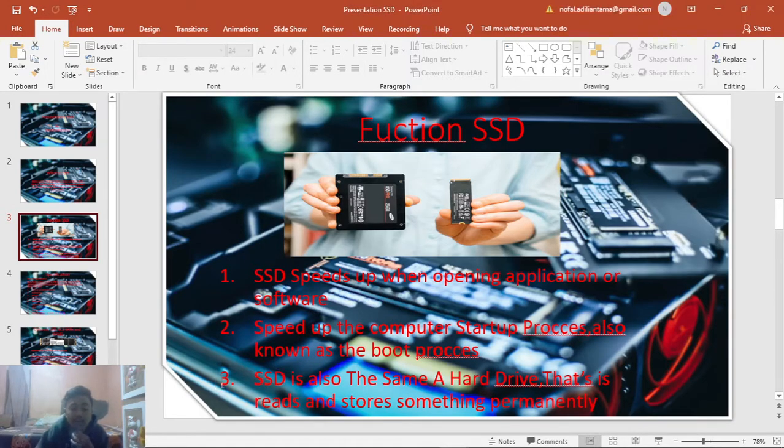Function number 3, SSD is also the same as a hard drive, which reads and stores something permanently. So SSD is the same as a hard drive, so it can read and store something permanently or non-permanently.